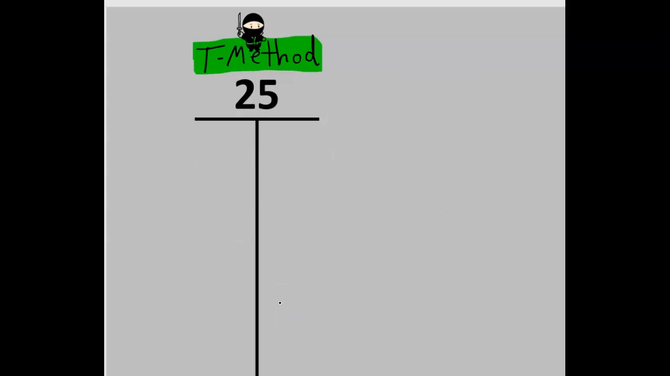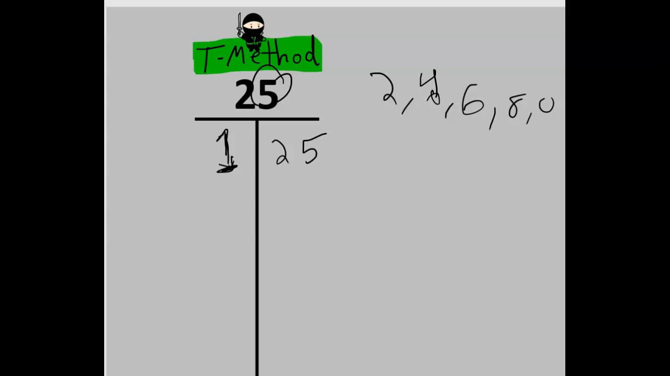Okay, 25. Right away, is this a 2, 4, 6, 8, or 0? No, so 2 will not work because that's not an even number. What about 3? I can tell 3 doesn't work. Almost forgot, you can always do 1 times 25, which is 25. 2 doesn't work. 3 doesn't work. 4 doesn't work. But it ends in a 5. Anything that ends in a 0 or a 5 is divisible by 5.